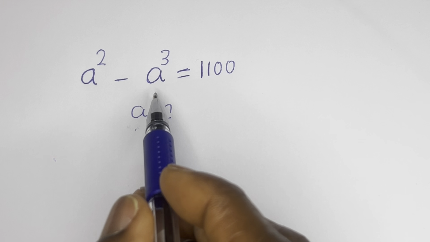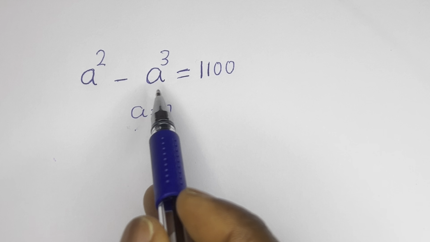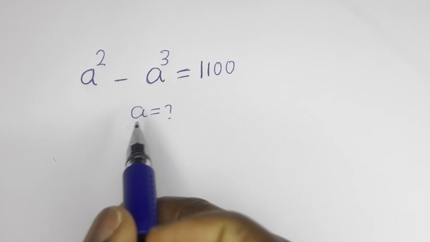Hello, how to solve for a in this equation? a squared minus a to the power of 3 is equal to 1100. Solution.